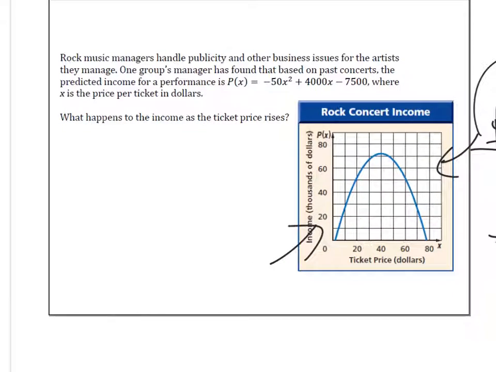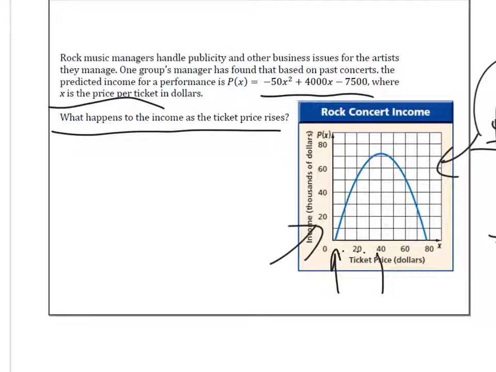So when you take a look, rock music managers handle publicity and other business issues for the artists they manage. They use a function like this, where x is the price per ticket in dollars. What happens to the income as the ticket prices rise? If you sell the ticket very cheap, you're not going to make very much money. As you increase the cost, somewhere around 40 bucks is where you're going to make the most money. As you go higher than 40, income is going to go back down.